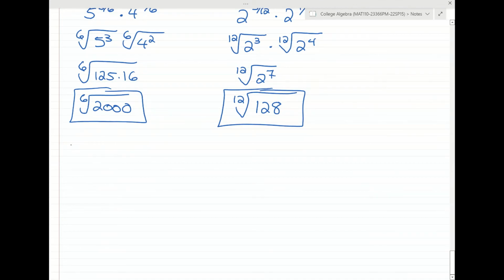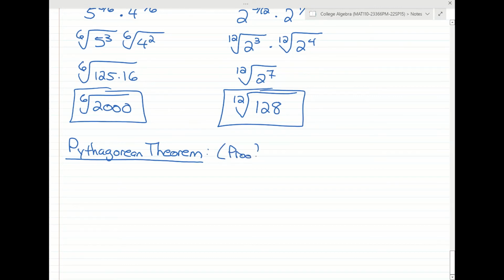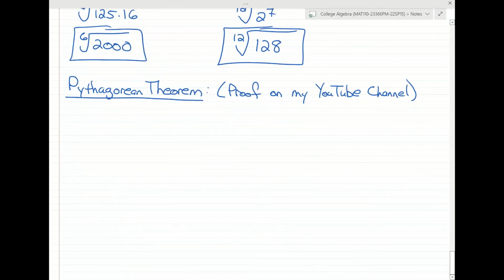So shifting gears, I wanted to talk about Pythagorean theorem. One thing as an instructor, I don't like to just tell you this is what the formula is and memorize it. So I will ask you if you're curious. I don't want to spend class time giving you a proof of this. We could spend class time doing other things, but if you're curious on where the Pythagorean theorem came from, you could always just check that out on my YouTube channel.